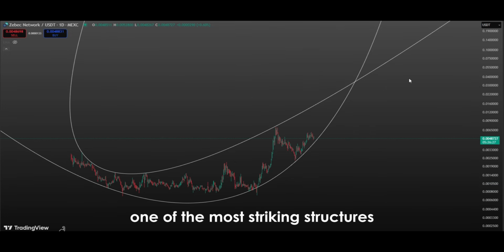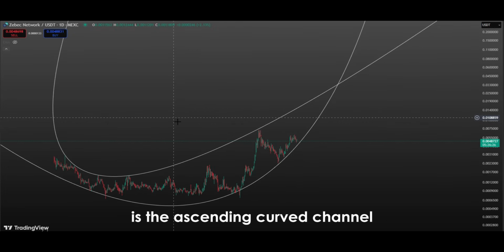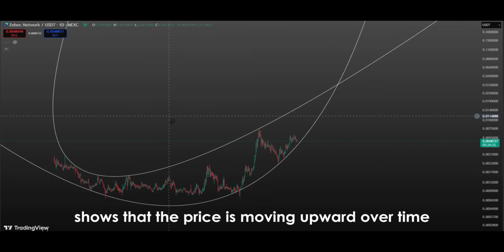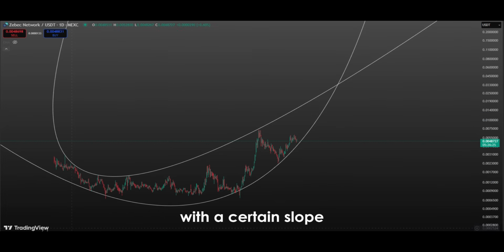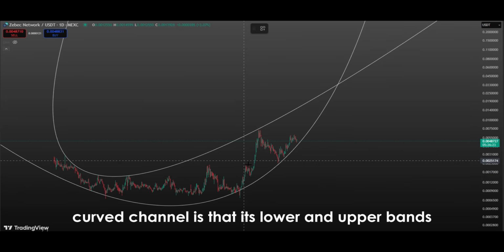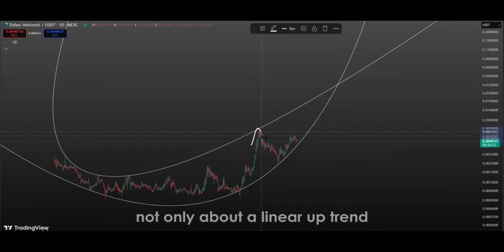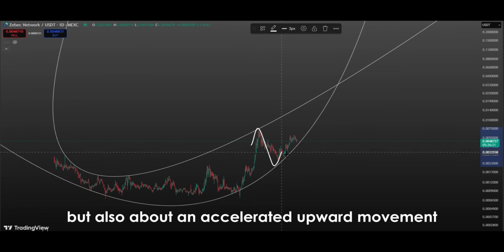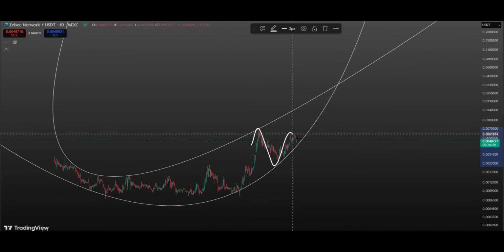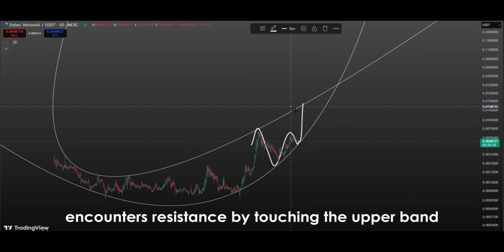One of the most striking structures we encounter when examining price movements in the market is the ascending curved channel. This structure shows that the price is moving upward over time with a certain slope, and that this movement takes place within a specific channel. The most important feature of the ascending curved channel is that its lower and upper bands are not parallel but curve slightly upward. This indicates that we are talking not only about a linear uptrend, but also about an accelerated upward movement. While the price moves within this channel, it sometimes finds support by touching the lower band, and sometimes encounters resistance by touching the upper band.